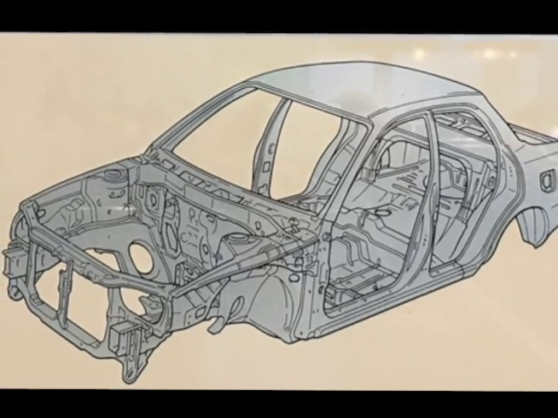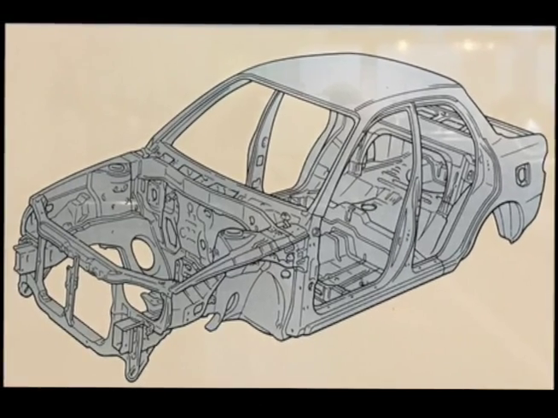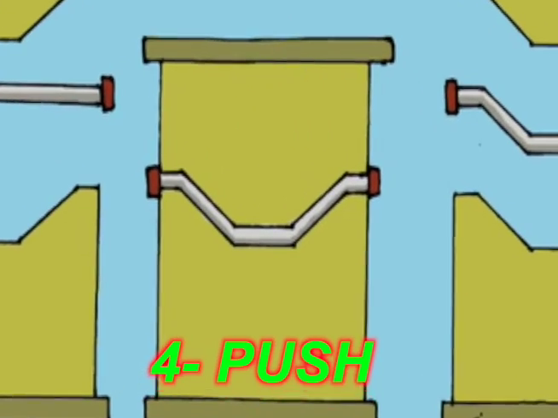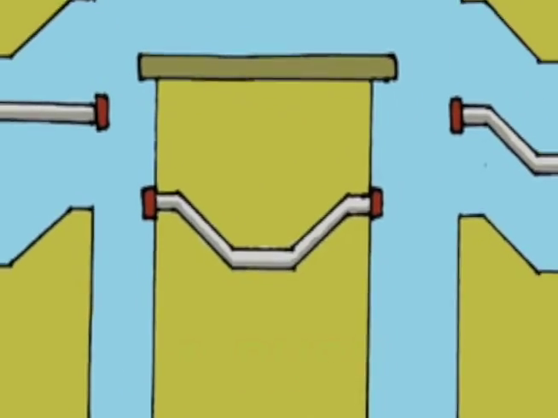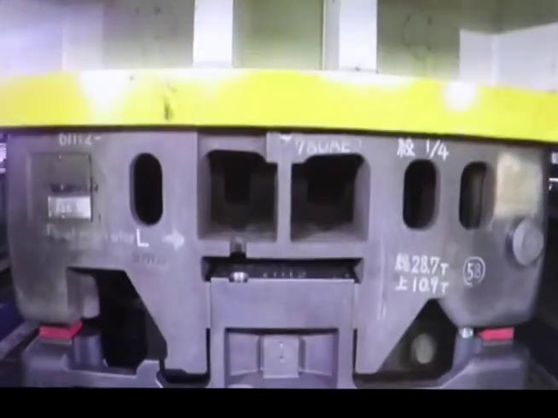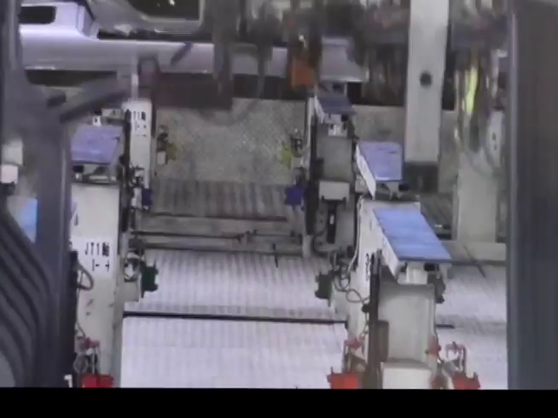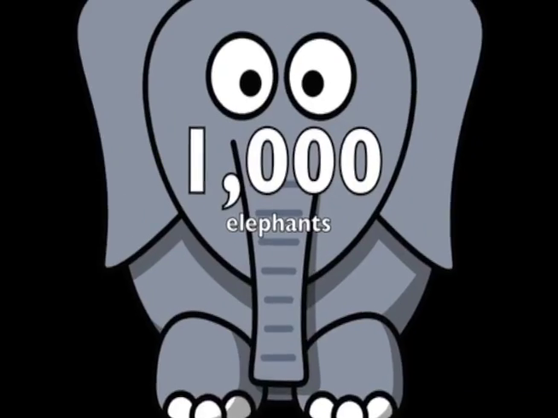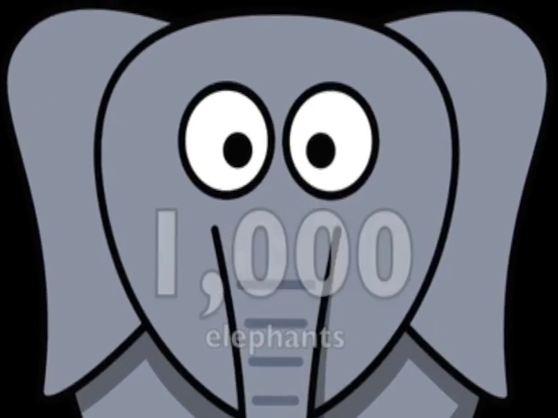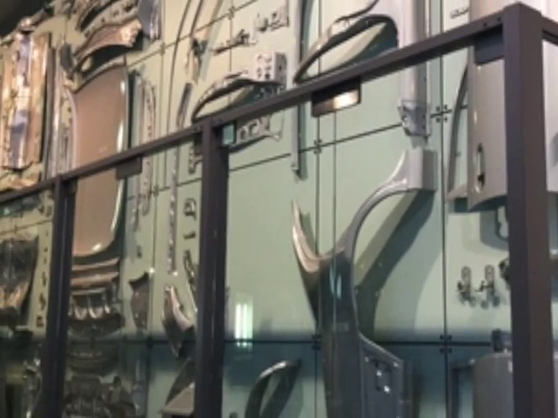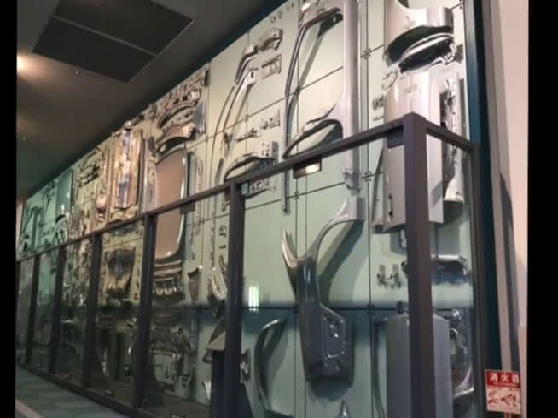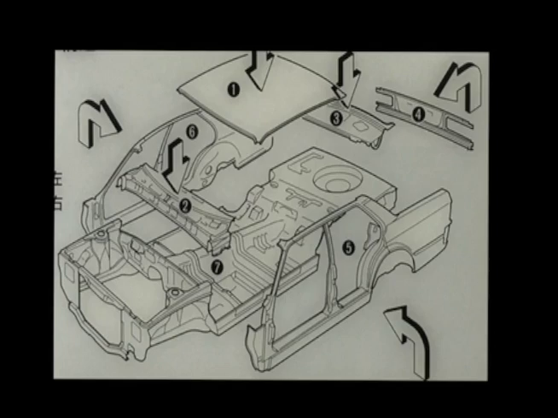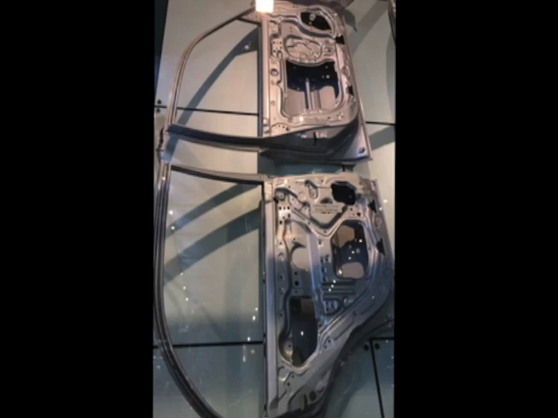Next, our car needs a frame for support and shape. Push warm sheet metal between tools to form frame parts. These huge machines make frame parts that use pressure, like the weight of over 1,000 elephants. About half of the car's weight is made of press-formed parts. This includes the frame, roof, and doors.